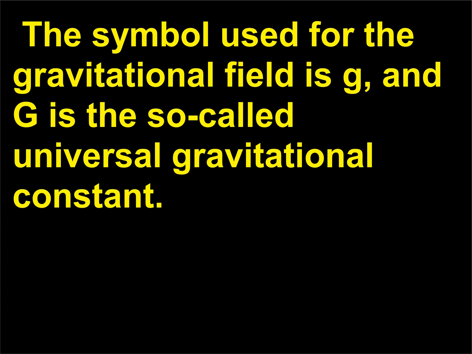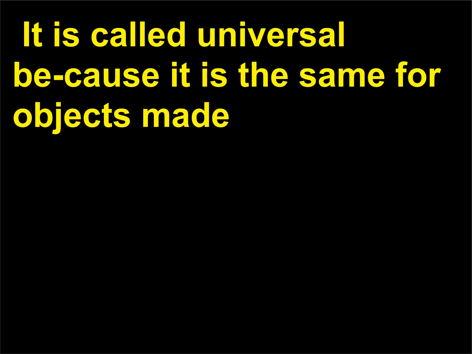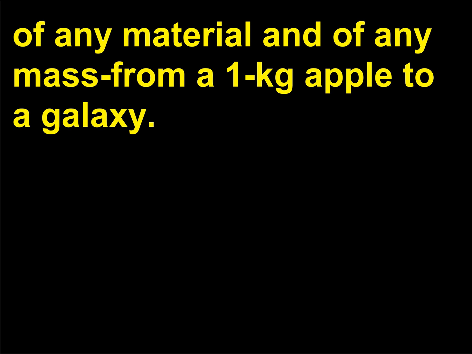The symbol used for the gravitational field is g, and G is the so-called universal gravitational constant. It is called universal because it is the same for objects made of any material and of any mass, from a 1 kilogram apple to a galaxy.